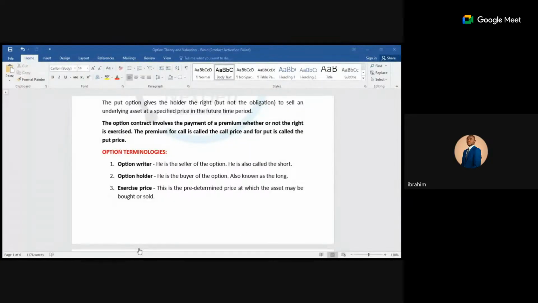So that is an option premium, right? You will pay a premium whether you exercise the right or not.